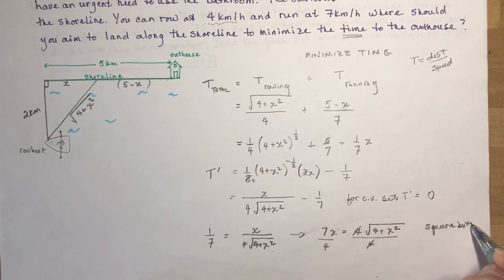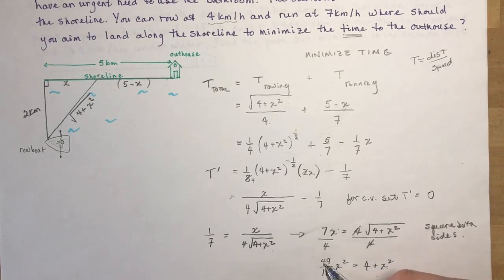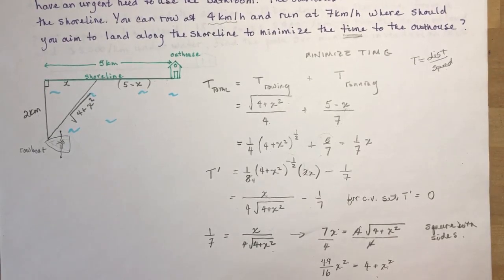Square both sides. So a lot of this work is just the mechanics of it, isn't it? So if I square both sides now, I'd have 7/4 squared is 49 over 16 x squared is equal to 4 plus x squared. So if I square a radical, I just throw away the radical signs, and there I go. And now I'm going to bring this x squared over here. So this is 16 over 16. So 49 minus 16, that's going to give me 33/16 x squared is equal to 4.